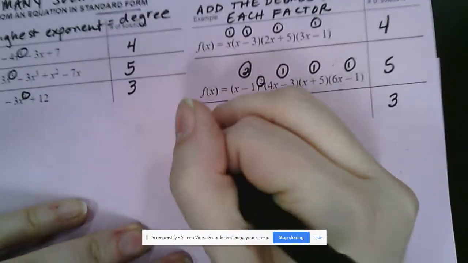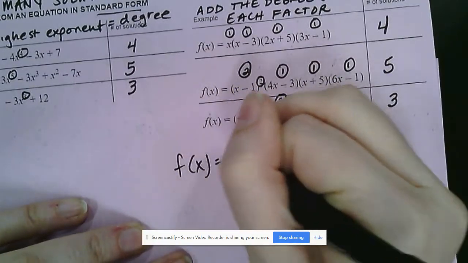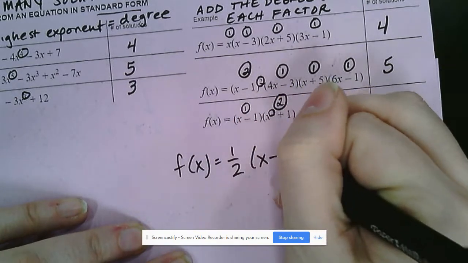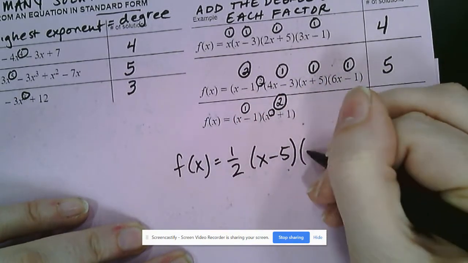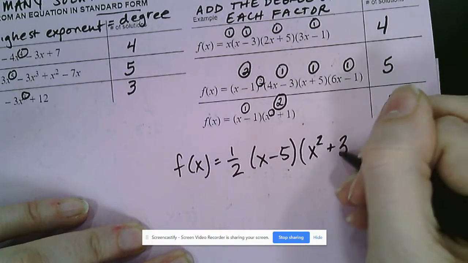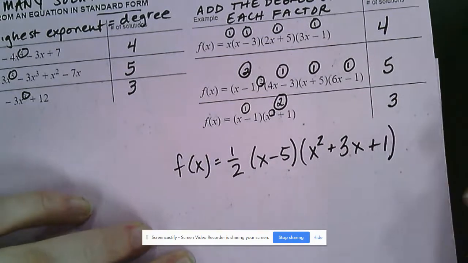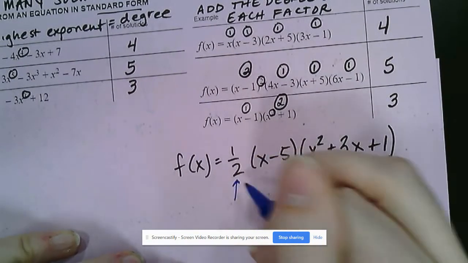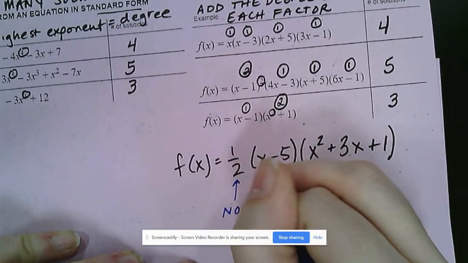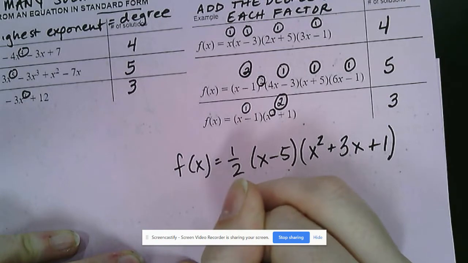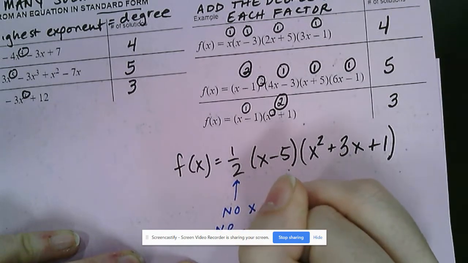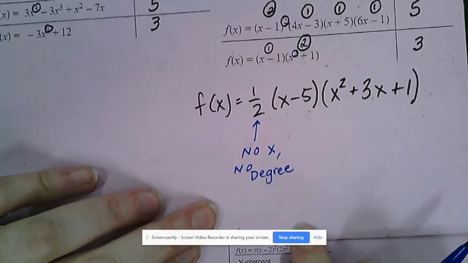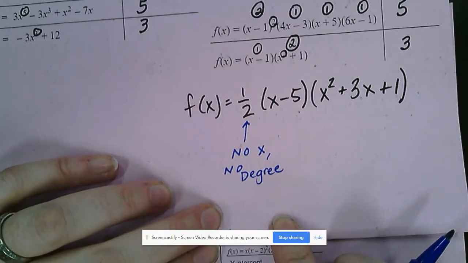All right, we're going to add one more example on here just so that you can see some variation. So please write this in your foldable. All right, so when we look at this one, we don't actually care about this 1/2. It has no x on it. If there is no x, there is no degree. So we don't even need to worry about that one. That's not even going to be counted.